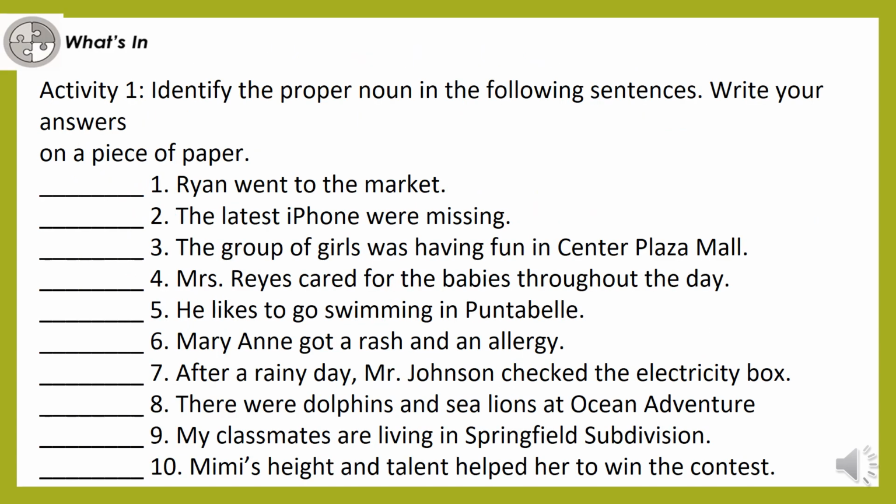Before anything else, let's go with what's in. Activity number 1. Identify the proper noun in the following sentences. Write your answers on a piece of paper.